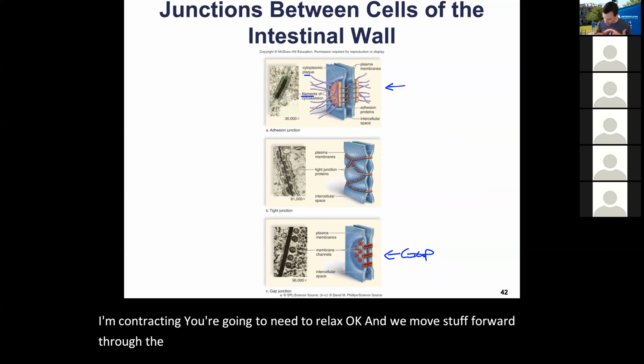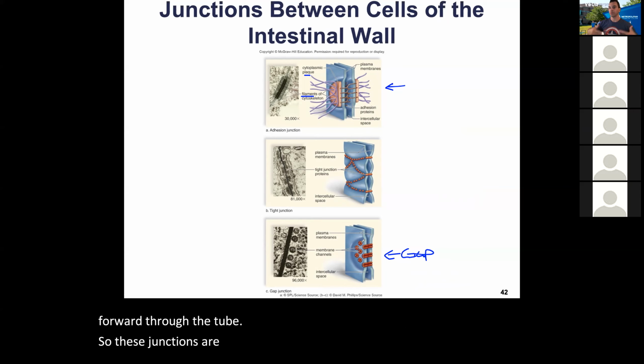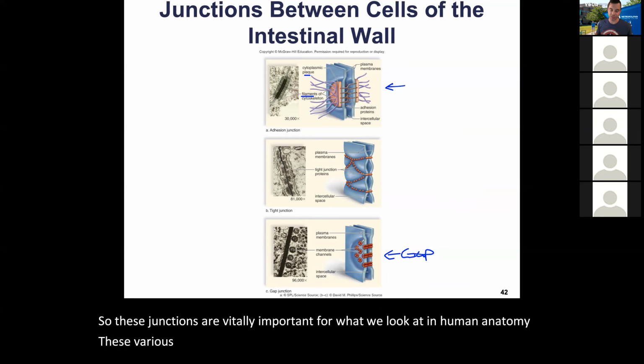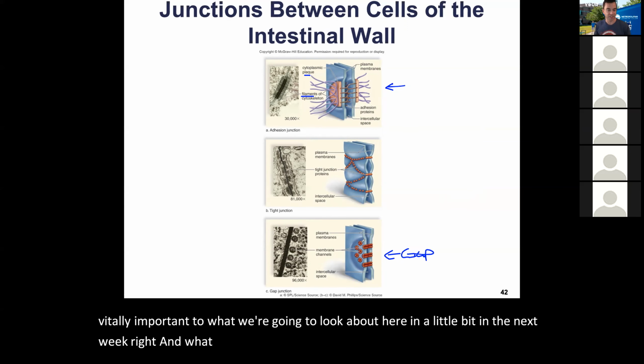So these junctions are vitally important for what we look at in human anatomy. These various different proteins embedded within the plasma membrane are vitally important to what we're going to look at in a little bit in the next week, and what we expound upon in physiology class.